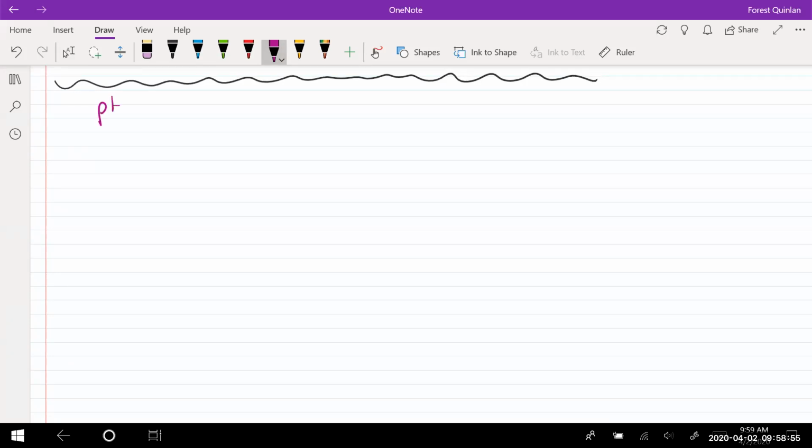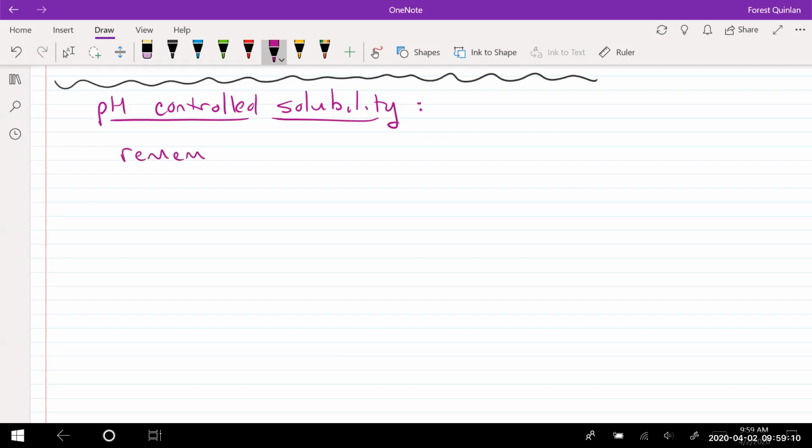So, pH controlled solubility. Remember KSP, right? This was a solid breaking up. This meant solubility product. How soluble is the product you made? Solubility product. That's what we're going to be investigating now.